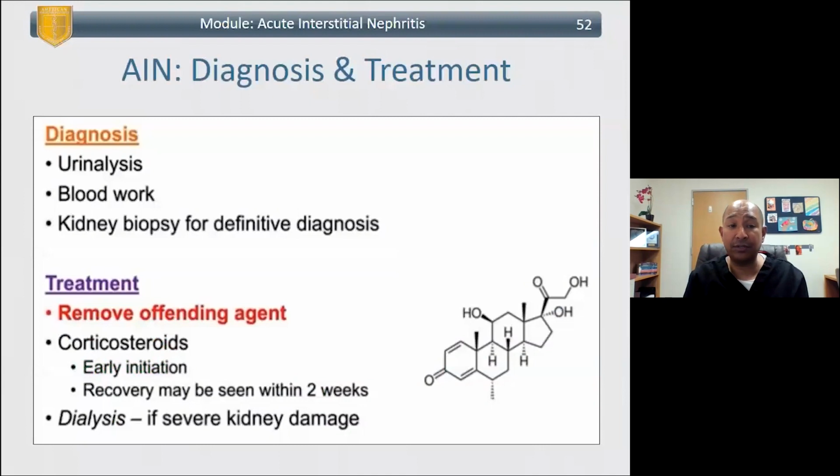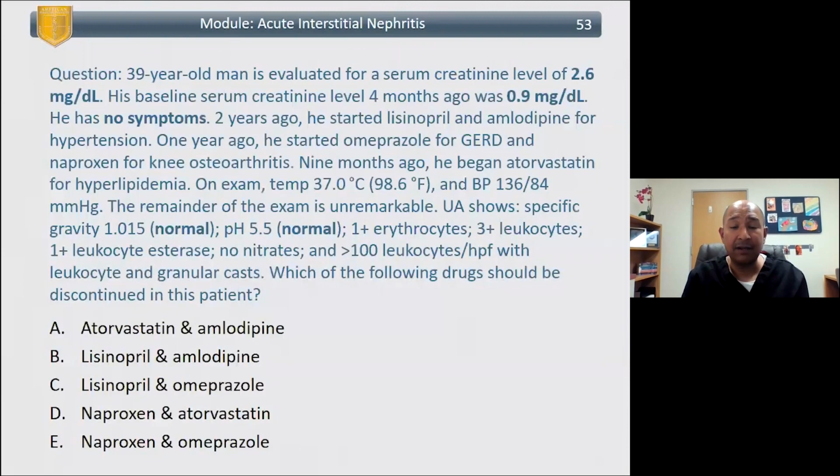To make the diagnosis, what do you do? Of course, get a urinalysis and some blood work. I'm not saying you need to do a kidney biopsy, but if it's indicated and it's going to change your management, you could consider that. Treatment is always going to be to remove the offending agent first. Then there'll be a consideration of steroids to hasten recovery. And unfortunately, in some cases, some patients go on to need renal replacement therapy and may need dialysis.